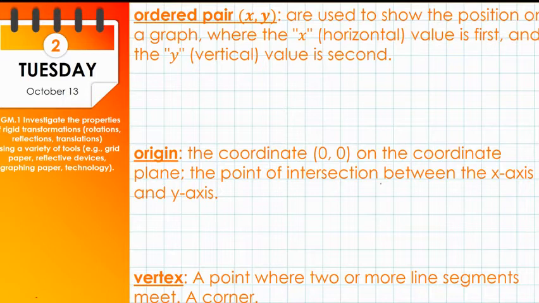Why? Because it is the value that is in the middle or the point of intersection between the x-axis and the y-axis. This is the coordinate point 0, 0. 1, 2, negative 1, 1, 2, 3, 4, positive, 1, 2, 3, 4, negative.